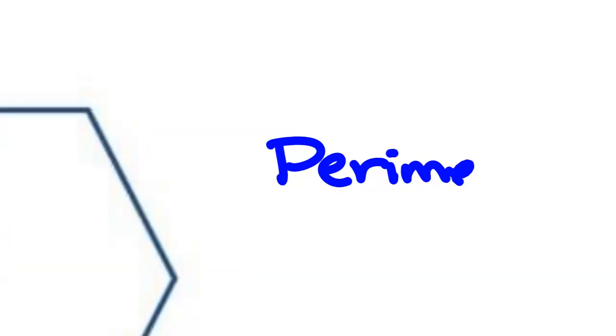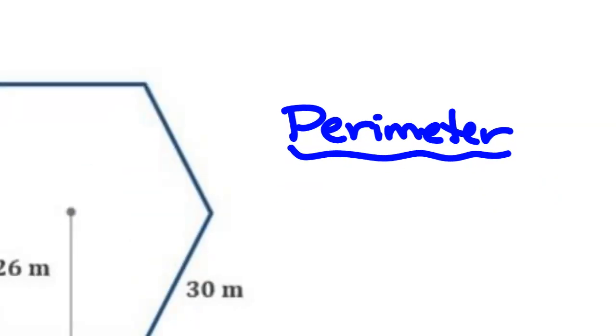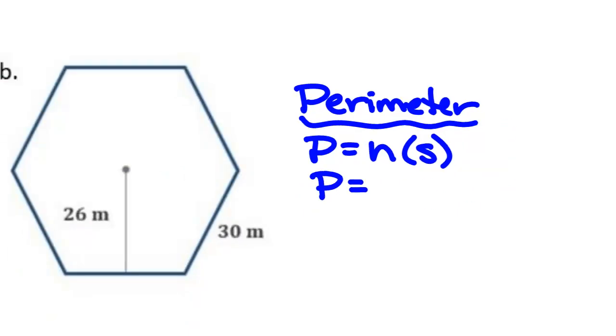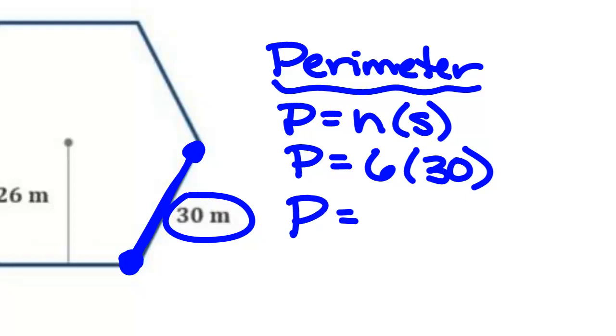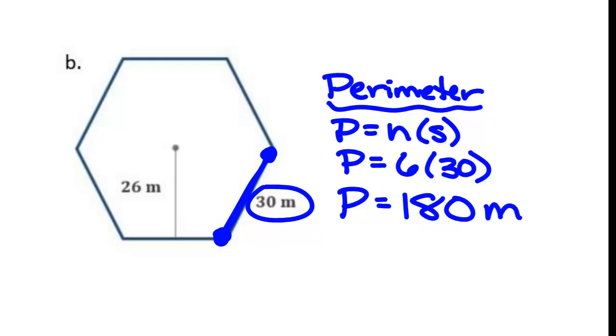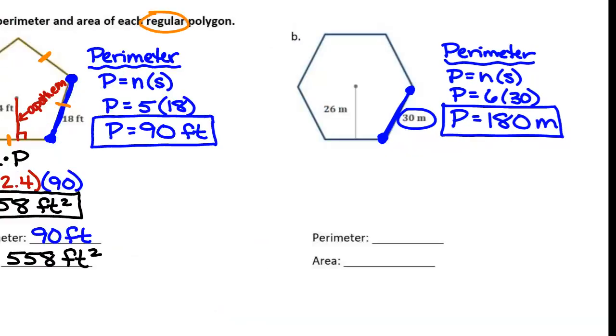Over on part B, we're going to find the perimeter first. The perimeter is equal to the number of sides times the length of each side. How many sides do we have? 6 sides this time. How big is each side? Nope. Each side is 30. Right here it shows me this side is 30 meters. So we do 6 times 30. What is 6 times 30? 180. What kind of units should we put with that? Meters. 180 meters.